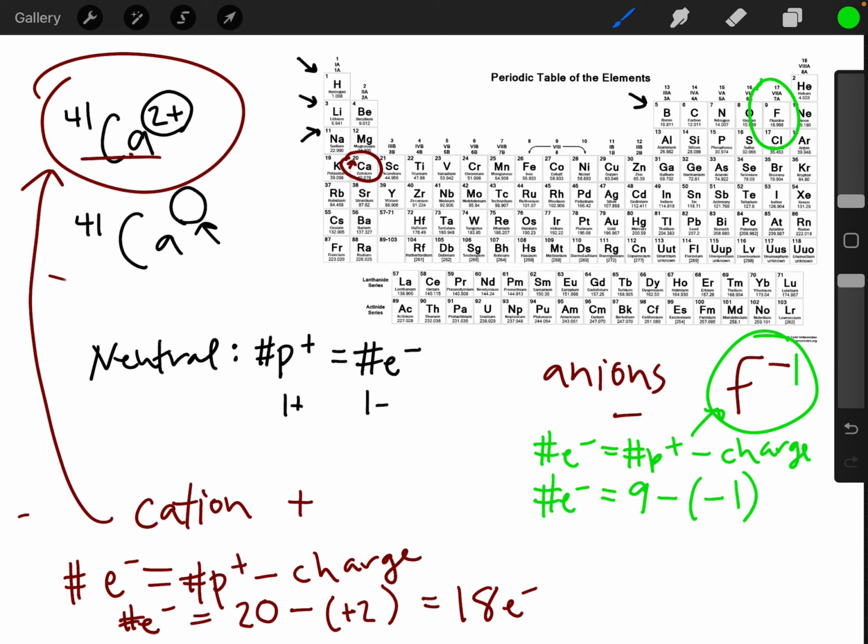Again, I'm going to put that in parentheses. 9 minus a negative 1 ends up telling us that these guys become plus signs because of math. So that would be 10 electrons. And we should sit here and think, hey, if I have an overall negative charge right here, I should have more electrons than protons because I'm becoming more negative. So I can look here, 10 electrons is more than 9 protons, which means that makes sense for me.